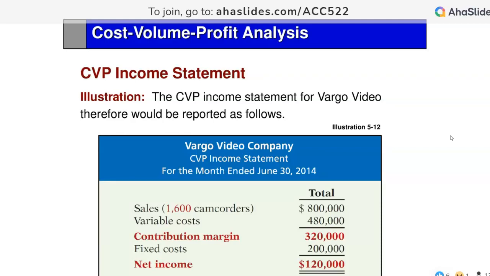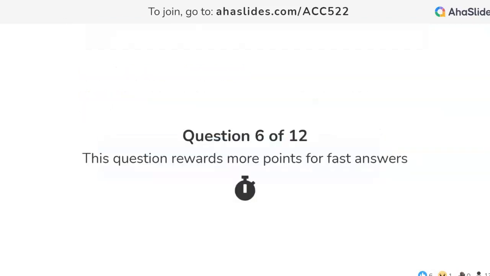So I can now format the income statement into what's called a cost volume profit income statement. That's exactly the same as the regular income statement. So we have sales of 1,600 camcorders, $800,000. The variable costs on those 1,600 is $480,000, which gives me a contribution margin of $320,000. Minus my fixed costs gives me net income of $120,000. So that's my CVP income statement.